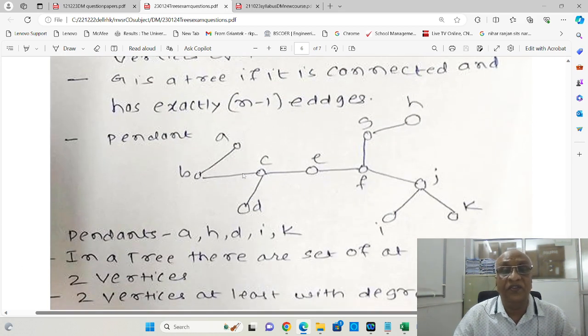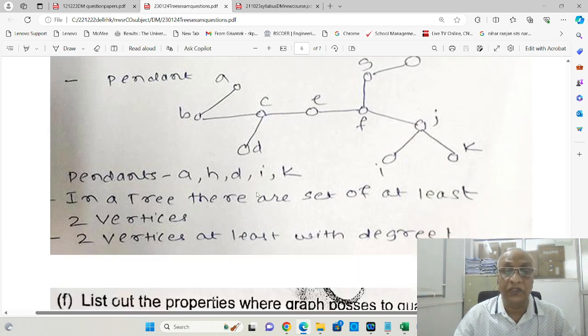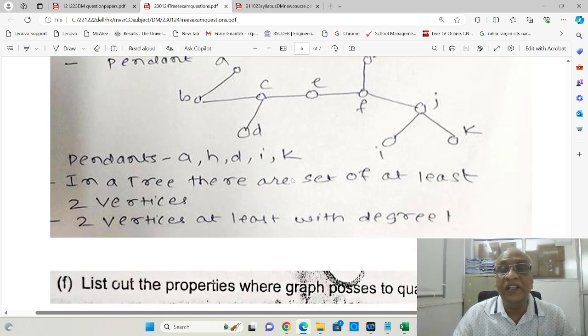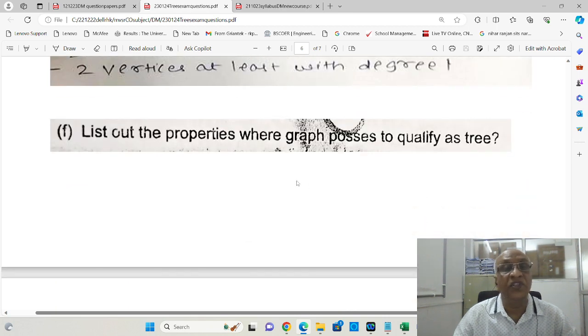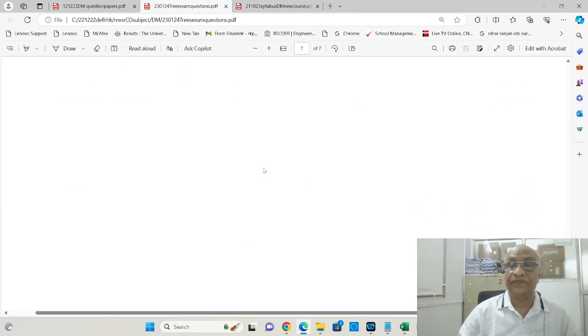In this graph, we have pendants A, D, H, I, K. You know the meaning of pendant? Degree is 1. In a tree, there are at least 2 vertices with degree 1. So this will suffice as the answer for this question. So thank you.